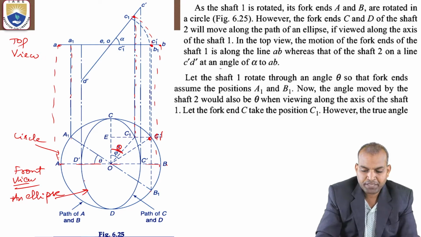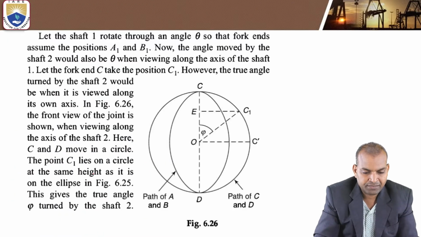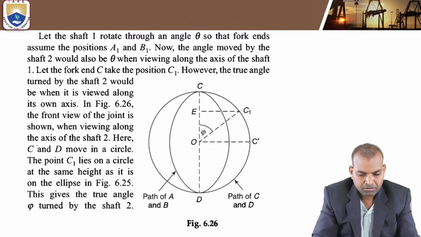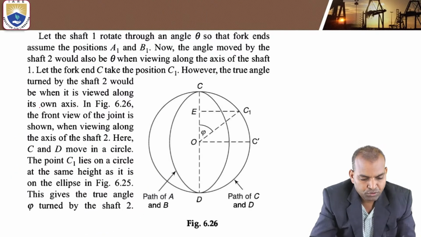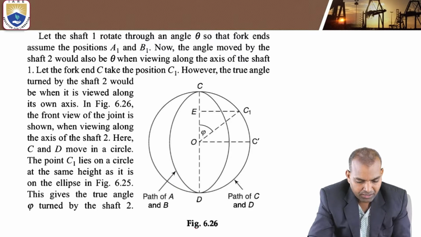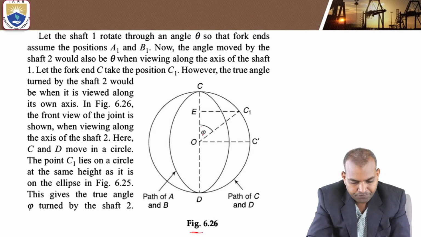However, the true angle turned by shaft 2 is seen when it is viewed along its own axis. So this is phi when it projects down, and it is the true shape angle.